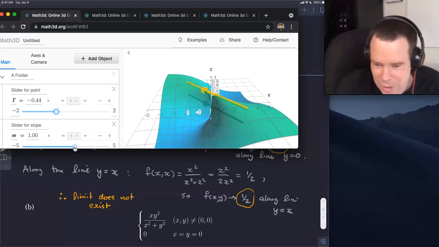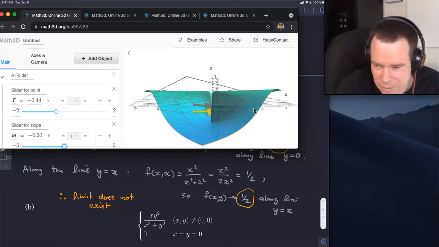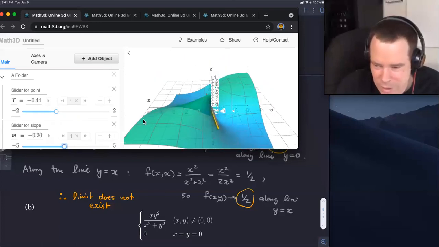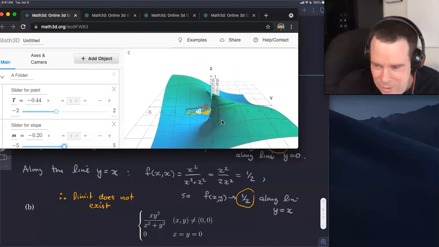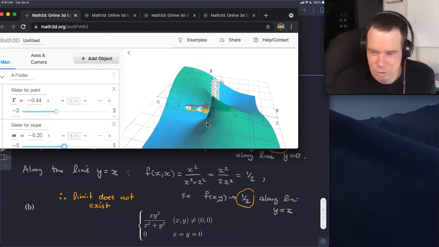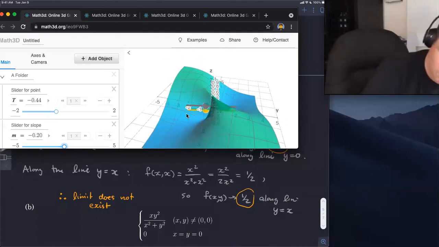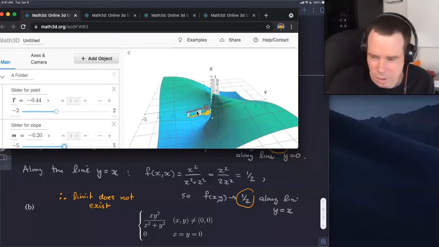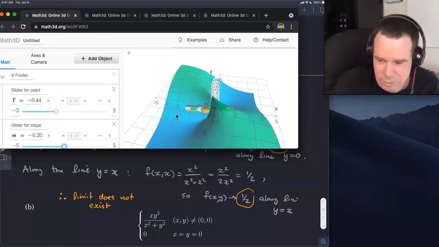So depending on direction, my function values are going to different values. So this would not have a limit there. And you can kind of see it's very weirdly behaved. It looks like it's got a kink in it, or it's crumpled. And this is an indicator of not having a limit exist.